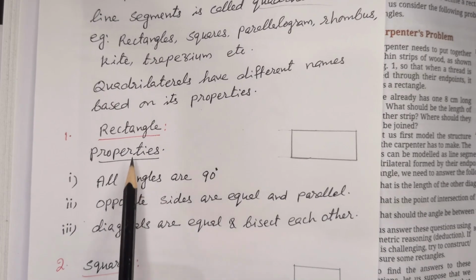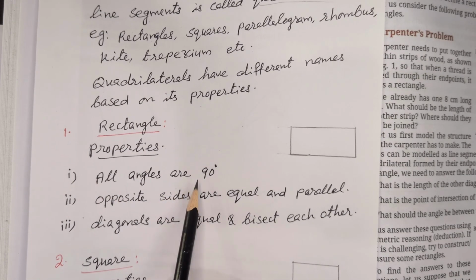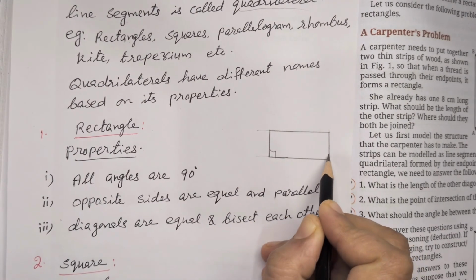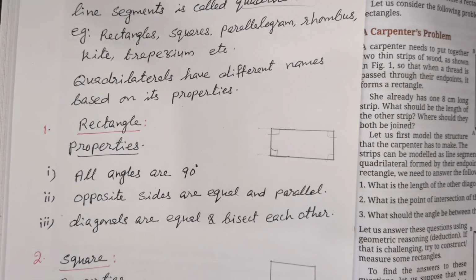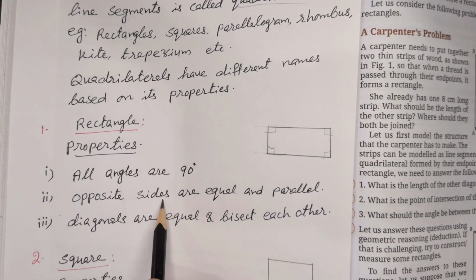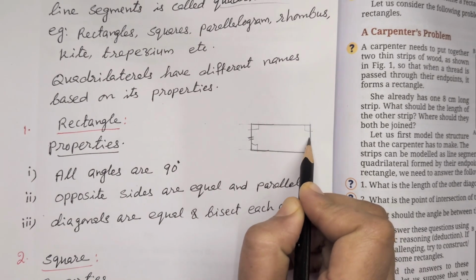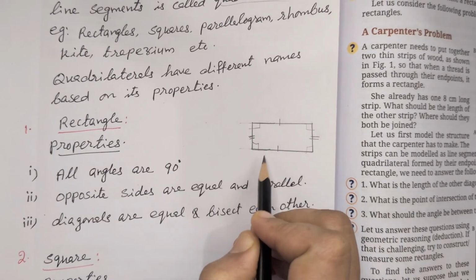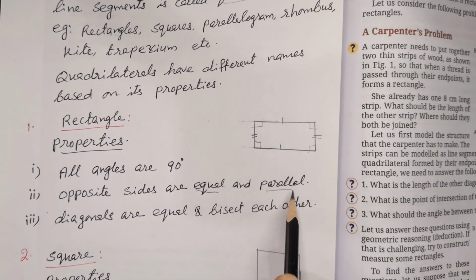First one, rectangle. Look at the properties of a rectangle. All angles are 90 degrees. We can see four sides and four angles, all four angles with 90 degrees. Then opposite sides are equal and parallel. These two sides, opposite sides. Same way, another pair. Opposite sides are equal and parallel.